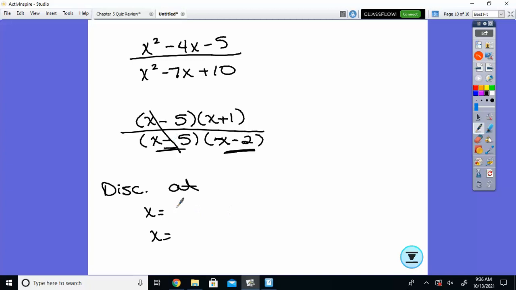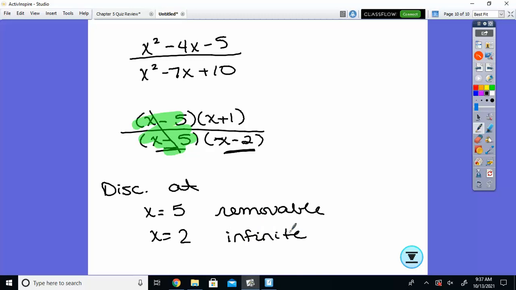So what makes x minus 5 equal 0? 5. And what makes x minus 2 equal 0? 2. Now your reasoning. If something cancels, then it's what kind of discontinuity? Removable, because it's just going to put a hole in our graph. If it doesn't cancel, that means we're going to have a vertical asymptote, so it is infinite. What's the third type of discontinuity? Jump. When do we get that? Piecewise functions. When you have a graph that physically jumps from one piece to the next.